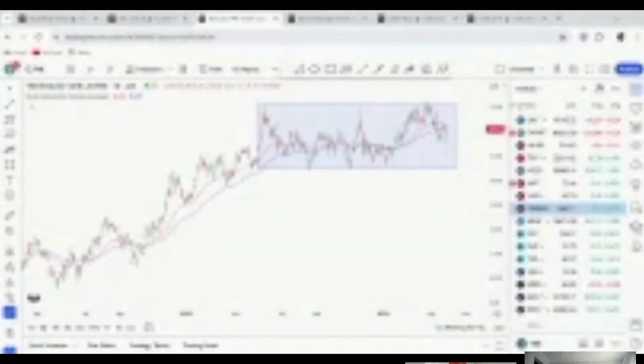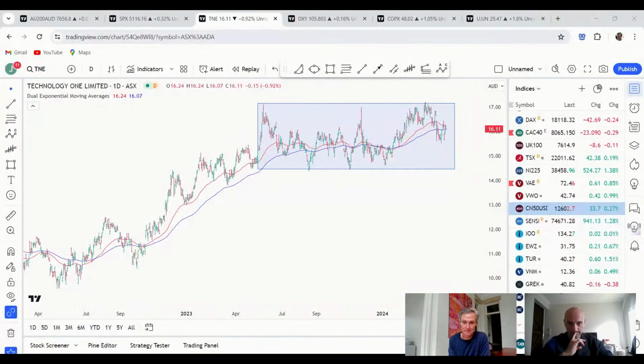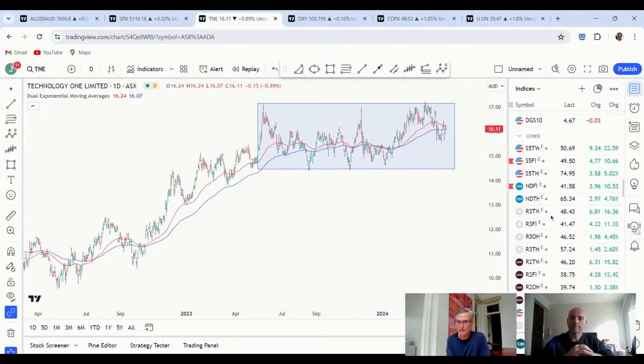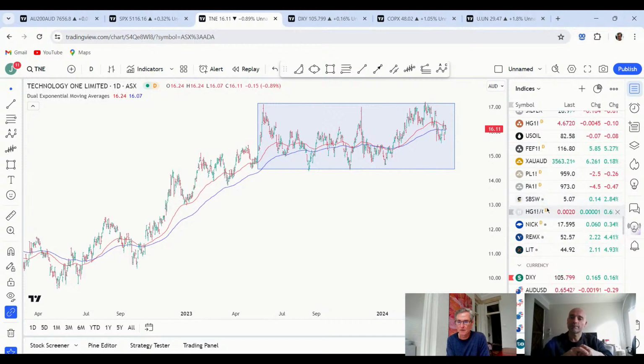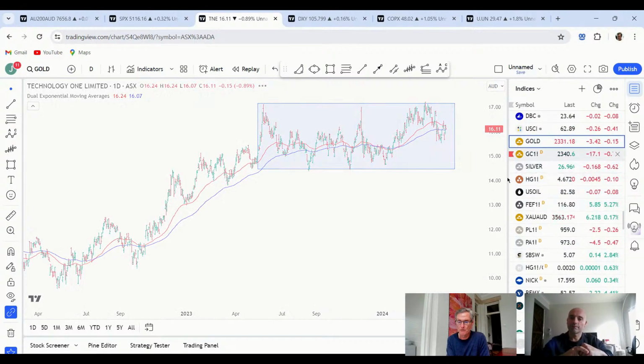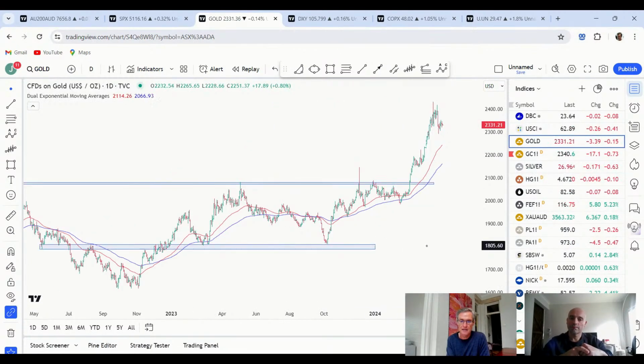Let's have a look at a couple of tickers here. We'll start with gold, spot gold. Okay, so there's a lot going on in gold, and I'll just find it in my long list of things that I keep an eye on. And here is gold now.